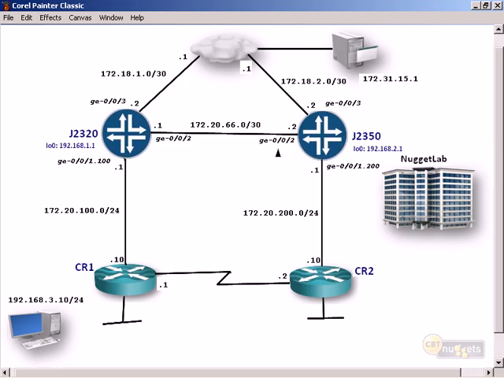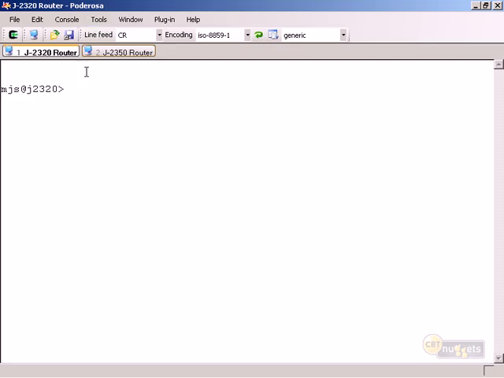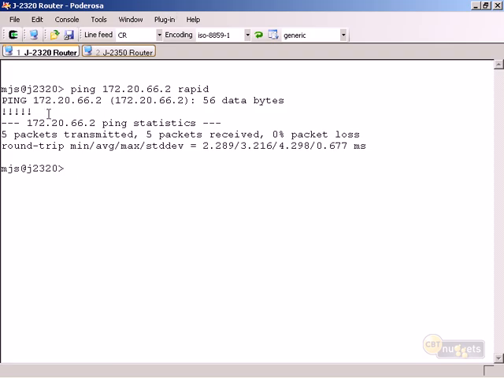So the first thing we're going to do is create a static route to the loopback address, and the destination will be, of course, 172.20.66.2, this interface right here. So let's go over to 2320. Now at this point they're directly connected, right? So I should be able to ping, and I'll go ahead and ping the address of 2350, which we know is 172.20.66.2, and we'll use the rapid keyword on there. And there we go. 5 rapid echo request, echo reply. So that's a good thing.